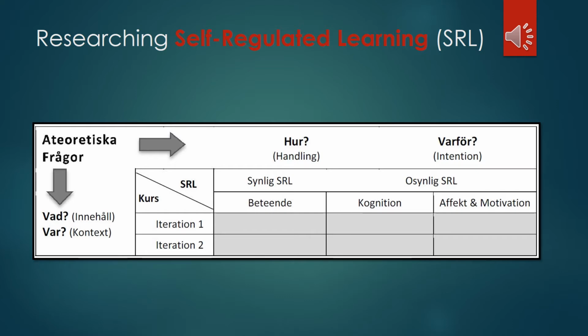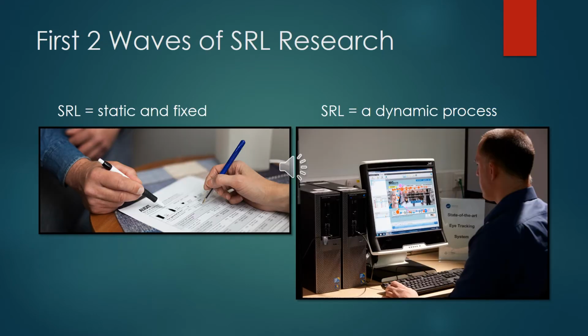And for my thesis, I looked at behavior, cognition, affect, and motivation in relation to 2 different iterations of the same course. So I had iteration 1 and iteration 2 of a corporate e-learning course that I looked at. And for this research, I used different methods, and I later found out that there are actually 3 waves of research methods for self-regulated learning, and I've used all of them.